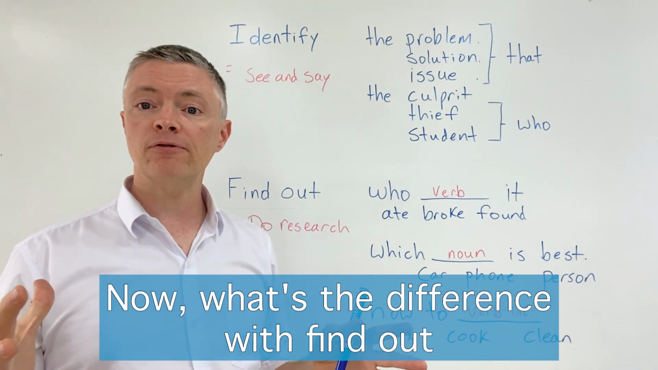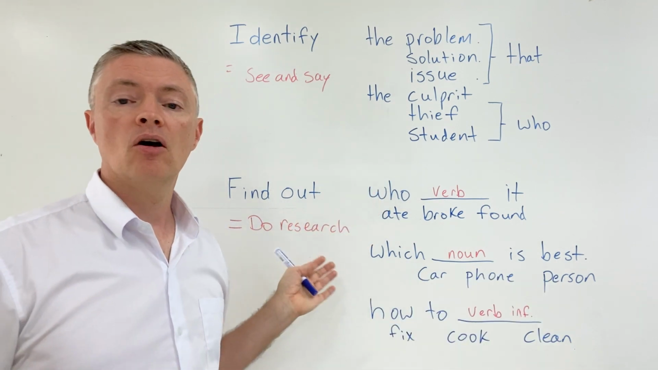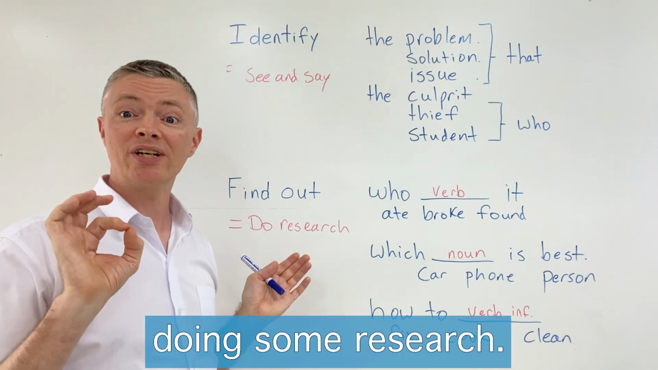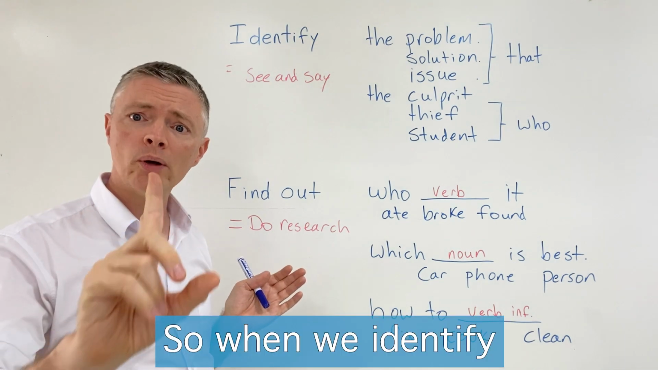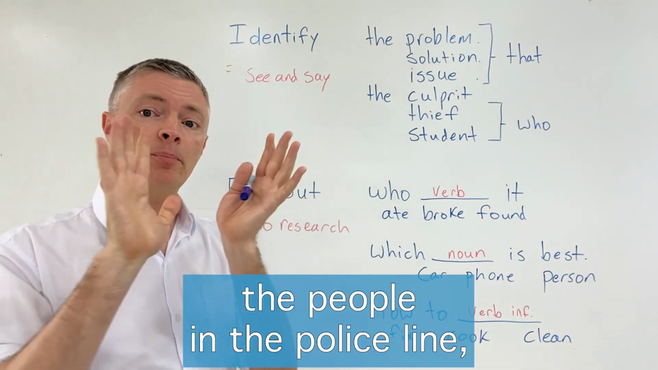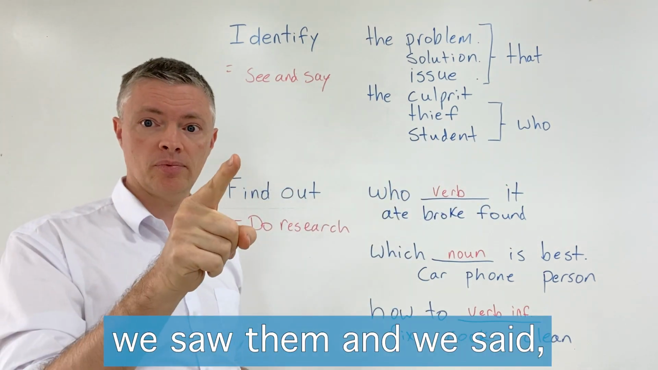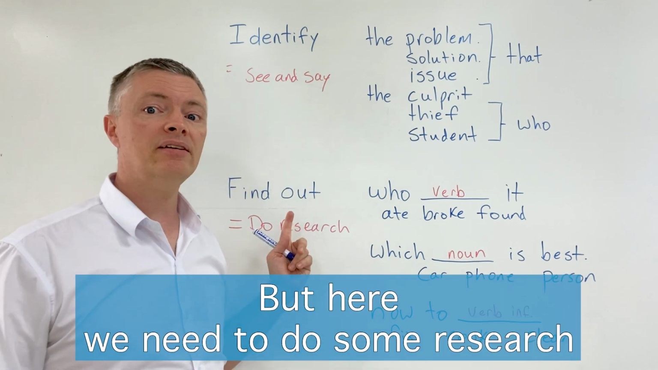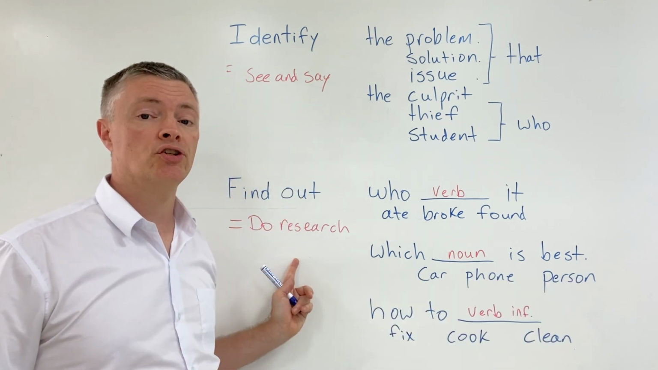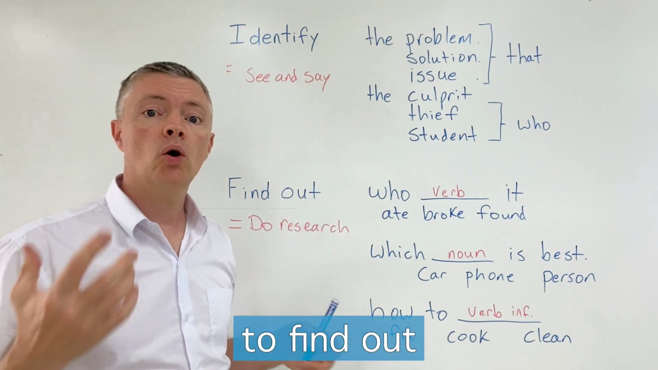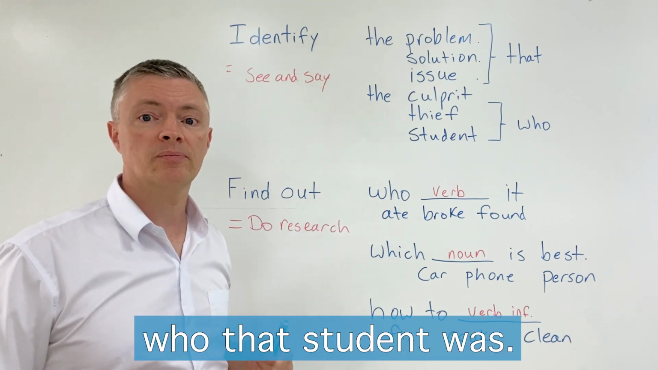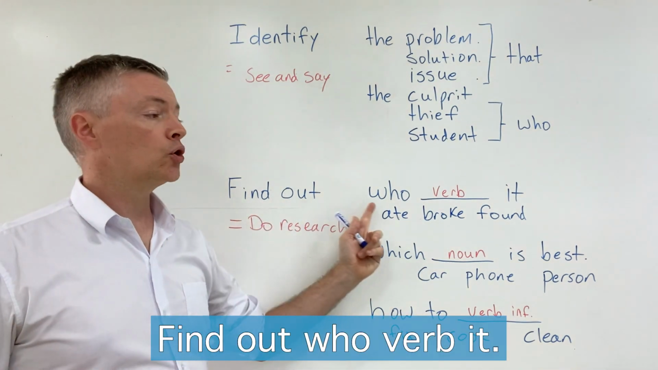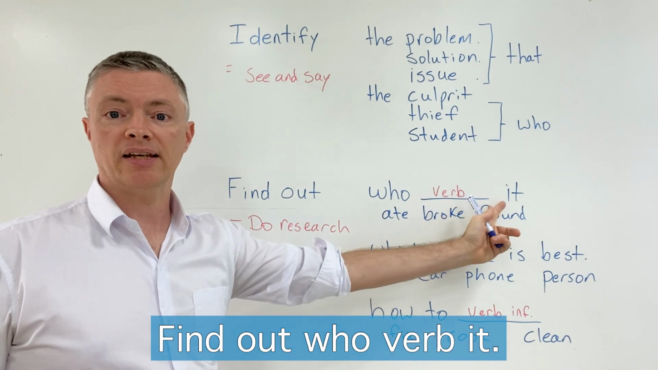Okay, now what's the difference with find out? Well, find out has the sense of doing some research. So when we identified the people in the police line, we saw them and we said, that's the person. But here we need to do some research to find out who that student was. Okay, so let's start. Find out who verbed it.